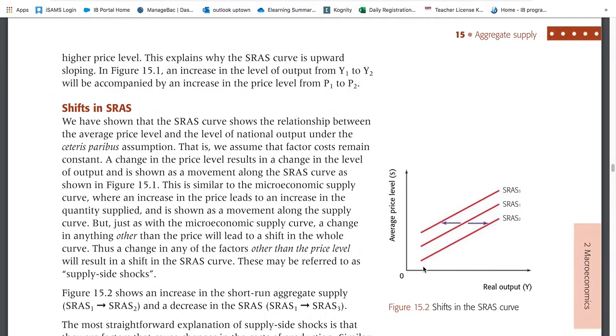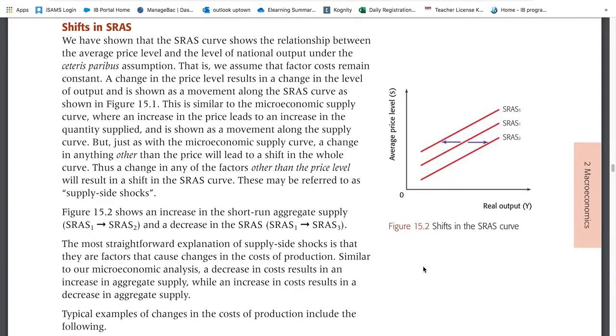Similar to microeconomics, we also have shifts in supply curves. Now, the shifts are caused by anything but a change in price. Remember, price always dictates movement along a curve. Anything other than price that is impacting the economy will create a shift. So let's take a look at some of the main things that create this shift. Now, these shifts are called supply-side shocks.